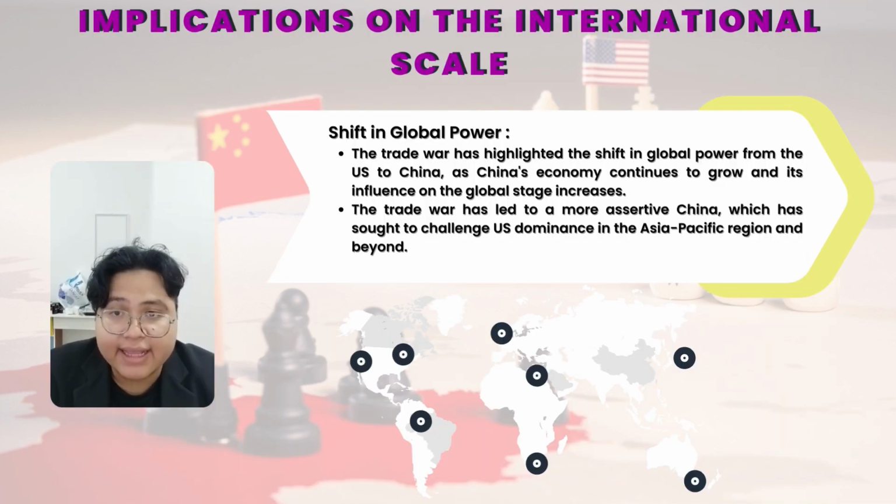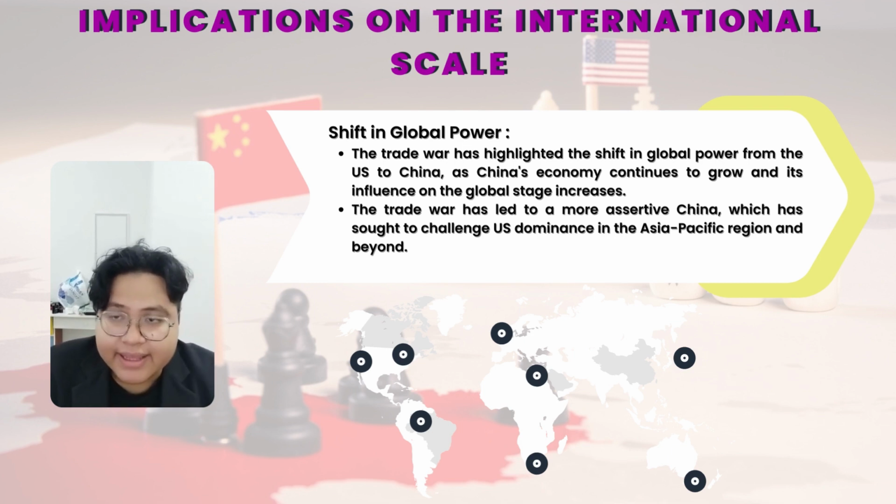The trade war has highlighted the shift in global power from the US to China. As the Chinese economy continues to grow and its influence on the global stage increases, the trade war has led to a more assertive China, which has sought to challenge US dominance in the Asia-Pacific region and beyond.